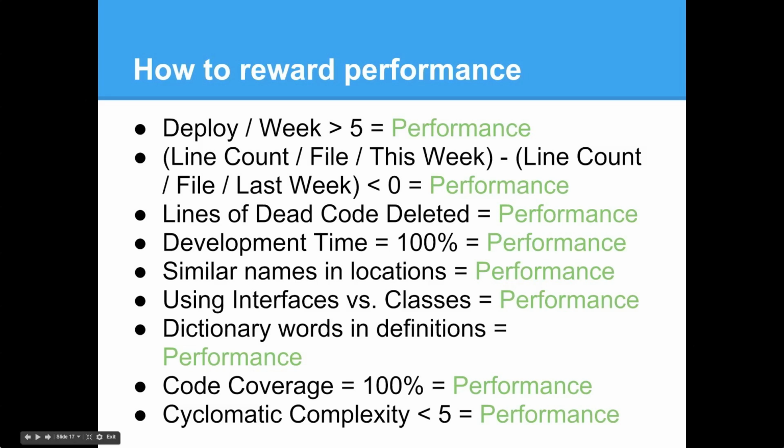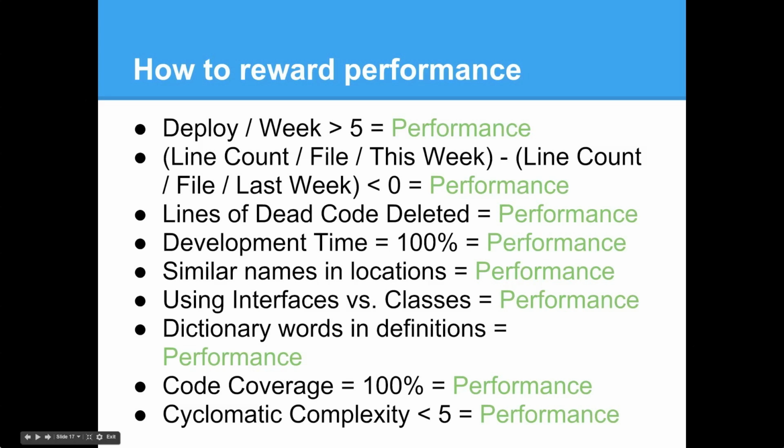Line counts per file this week minus the line counts per file last week is less than 0, meaning that you have a decrease in number of lines per file, means that you're having great refactoring being done. This is another great performance metric. Lines of dead code deleted, also a great performance metric. And development time is 100%. This is an ideal. Working towards 100% development time and reducing the amount of wasted time is a great performance metric. This means collaborating with business representatives and testers.